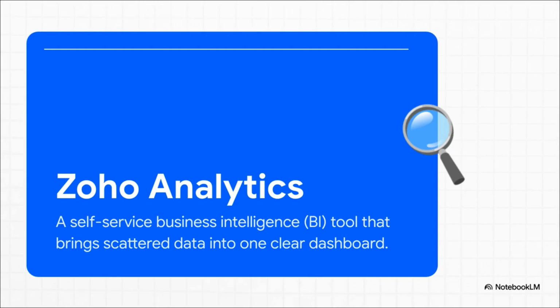All right, let's just start with a super simple definition. Zoho Analytics is what's called a self-service business intelligence, or BI tool. All that really means is its main job is to grab all that scattered data from your different apps and pull it together into one central, easy-to-understand dashboard.